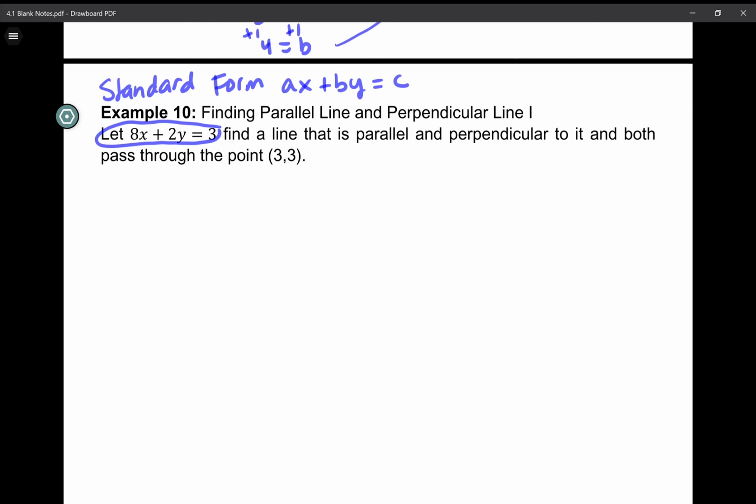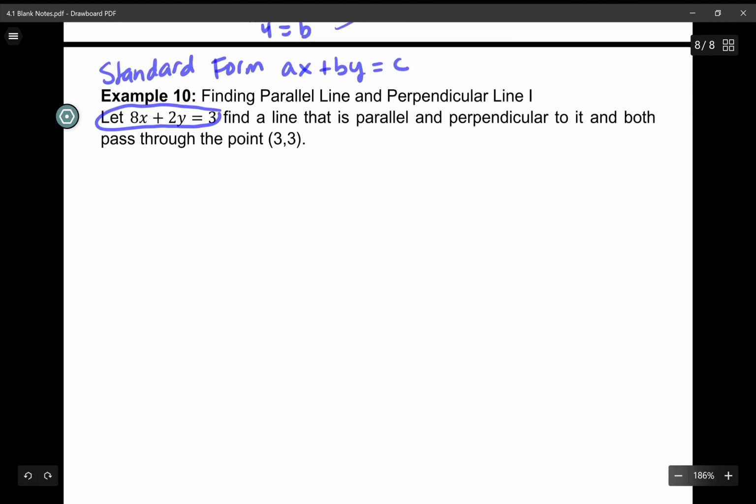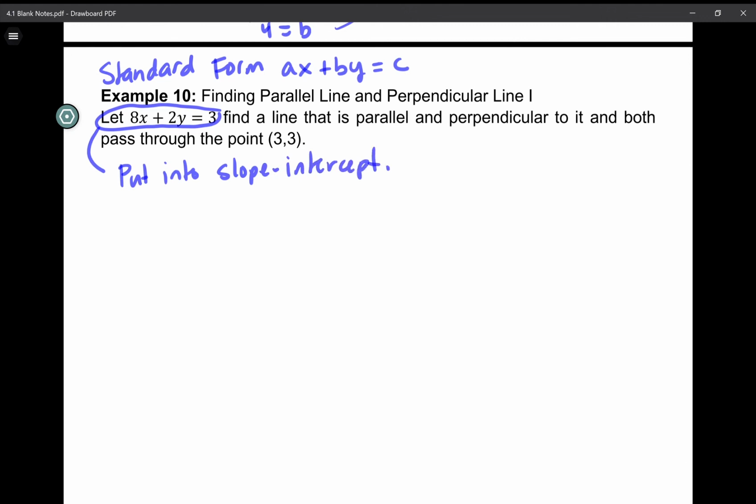So let's go ahead and practice this one. It looks a little intimidating at first, but there's a quick way to make it not be so bad. What I'm going to do is take it from standard form and put it into slope-intercept form, and then I'm just going to proceed as normal. How do I do that? Well, slope-intercept form, remember, y equals mx plus b, so I need to solve for y.